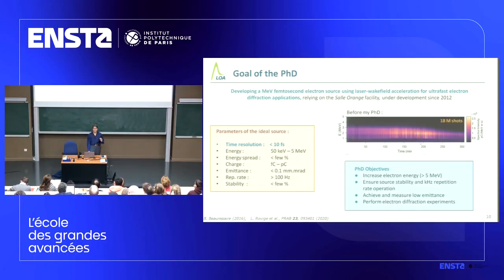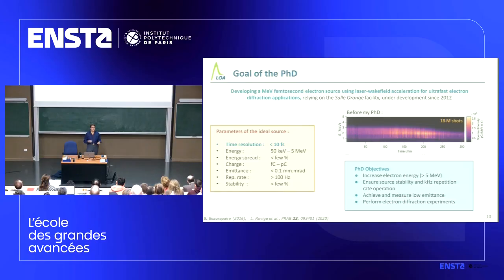The state of the accelerator right before my PhD was the following. The laser-wakefield accelerator was working. We were able to get electrons on a daily basis with a very stable accelerator. So here you see an experiment that was running over 5 hours with 18 million shots, and you see the spectrum of the electrons during this whole experiment, which you see was very stable with no human interaction on it. But the electrons had energy still below 3 mega electron volts.